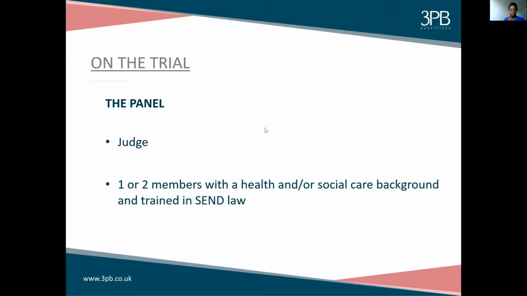I often get the question about who exactly will be or has been making the decisions at the hearing. Well, firstly, there is a qualified judge who is a lawyer and obviously trained in the relevant law and with experience of deciding these cases. But that judge also sits alongside one or two specialist members. So these individuals will have a health and or social care background and will be trained in special educational needs and disability law as well. And this is why you're often told that they are an expert and specialist tribunal.